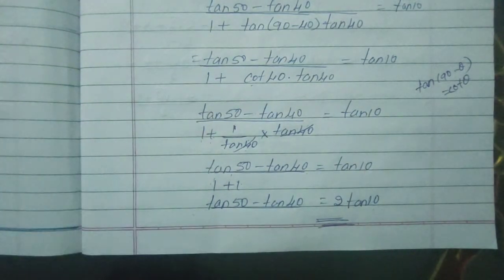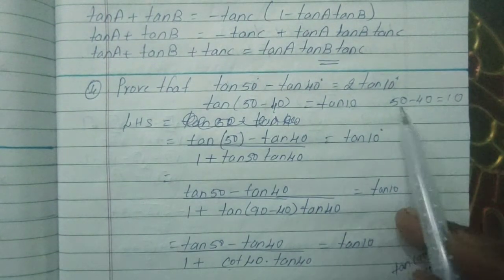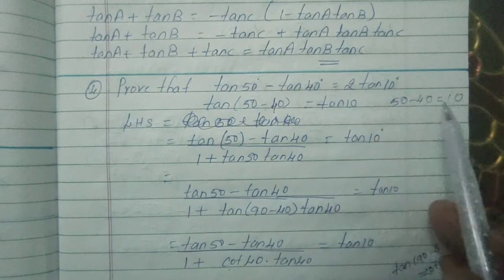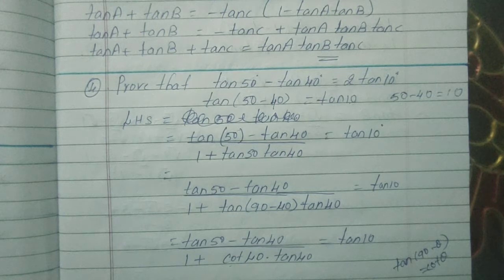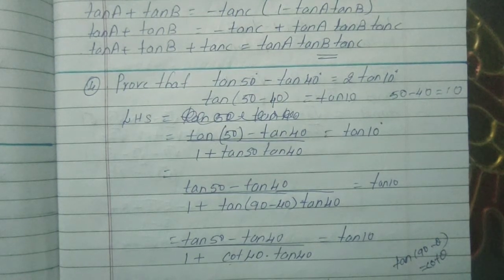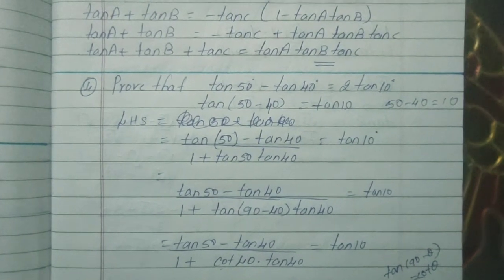This is what we want to prove: tan 50 minus tan 40 equals 2 times tan 10 degree. So how did I start? I just considered 50 minus 40 equals 10. Take tan on both sides, apply the formula tan A minus B, and use the complement angle. You will reach the answer.